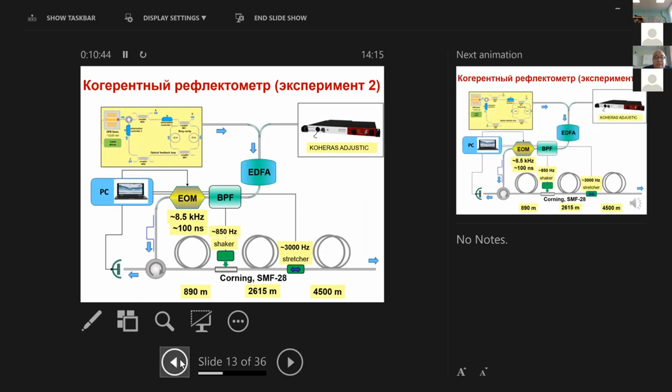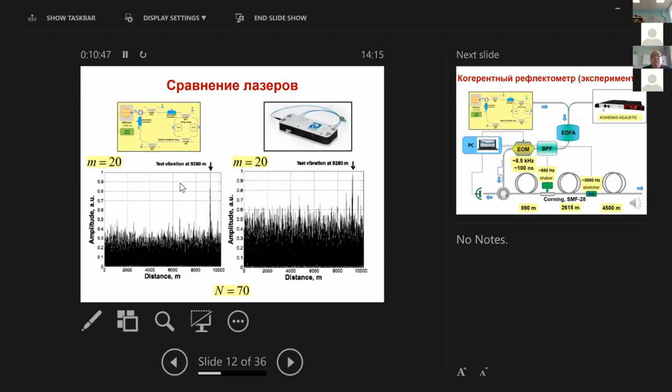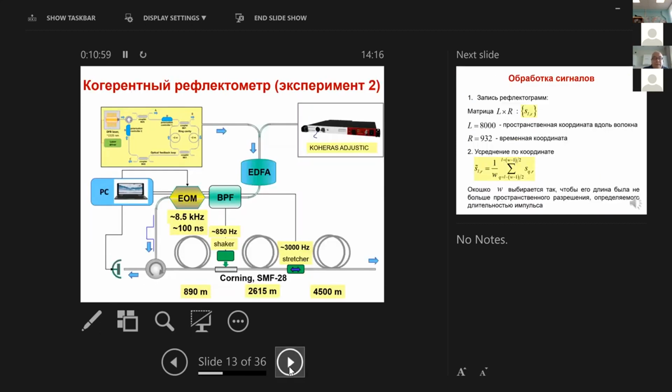This slide gives a comparison of two lasers, our laser and a commercial laser, used with this configuration. You can see that the two pictures obtained are nearly the same. There is no significant difference, and ours is even better. The next one is a second experiment, in which we compared our laser with another commercial laser. We have the same setup, but the length of the fiber was 4.5 kilometers.